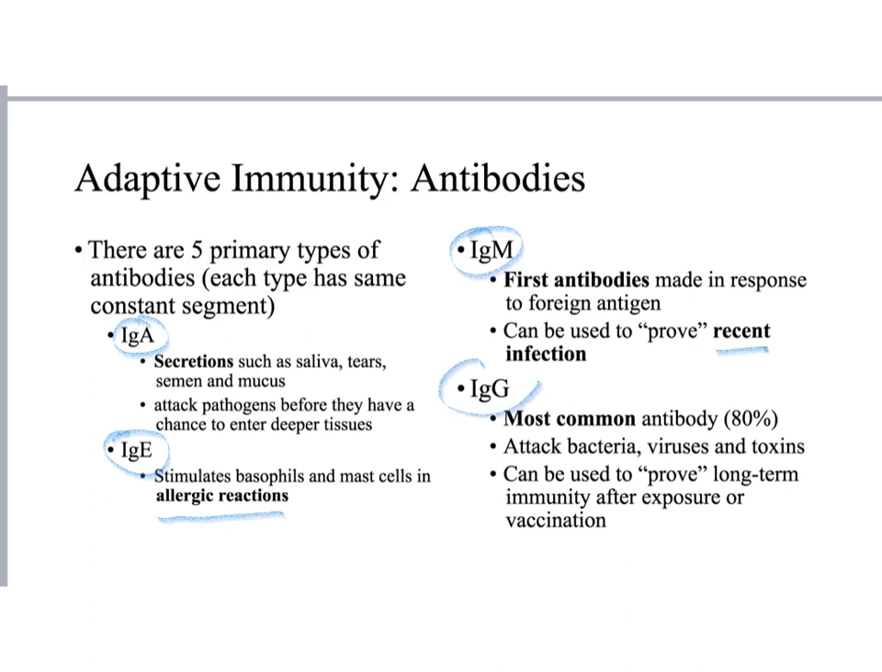IgG, now this is really the main antibody that our body uses. You can see it's about 80% of all the antibodies that are floating around. This is really the workhorse of the humoral or antibody-mediated immune response. It's the antibodies that are going to do the bulk of the work in helping us get rid of infection. But they take a little bit longer to be formed, and so that's why the IgM shows up first and the IgG shows up a little bit later.